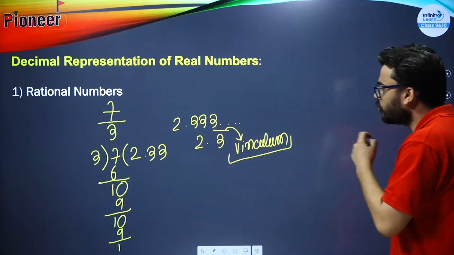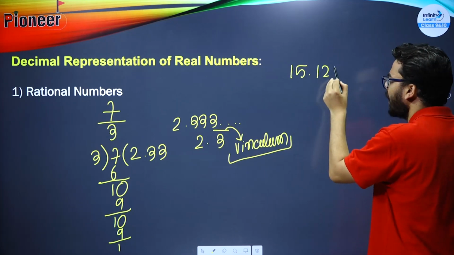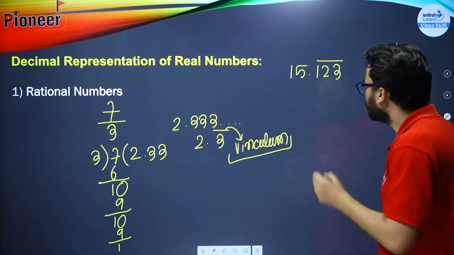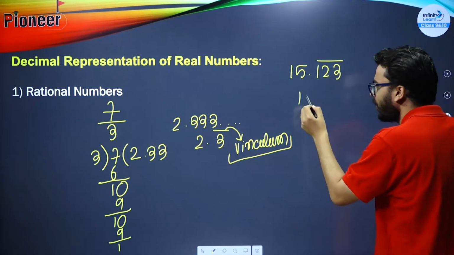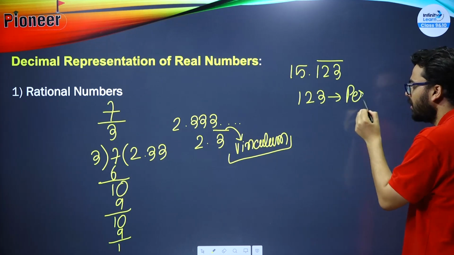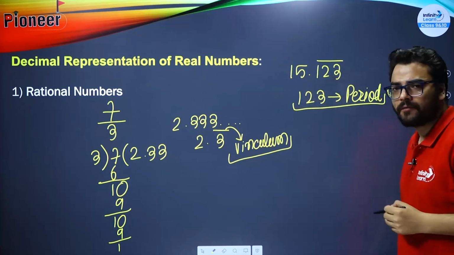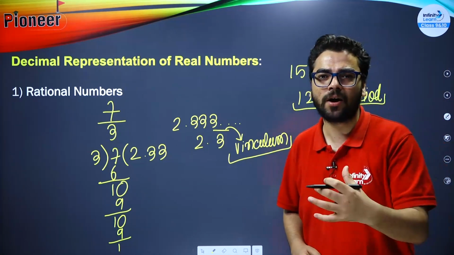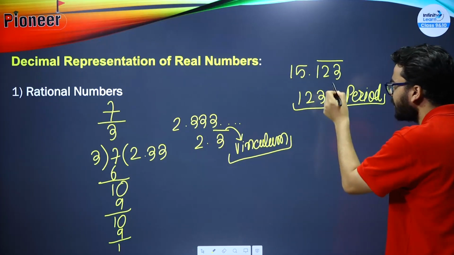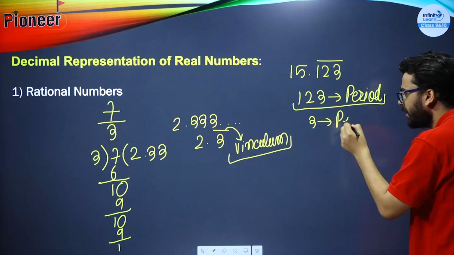Okay. And one more thing, for example, I have got 15.123 and we are putting a bar over it. Something like this is happening. So over here you see 1, 2, 3, that is called the period. The string of numbers which is repeating, that is called the period. And over here 3 digits are repeating. You see 3 digits are repeating. So 3 is called the periodicity.